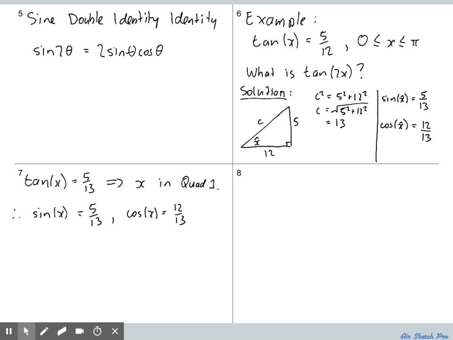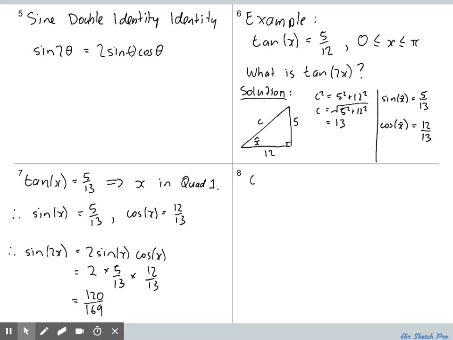Okay, so I've got sine of x and cos of x. Let's do sine of 2x first of all. Therefore, what's the sine of 2x? Sine of 2x is equal to 2 times sine of x cos of x, which equals 2 times 5/13 times 12/13, which is equal to 120 over 169. Is that okay? So the 2 gets multiplied on the numerators: 2 5s are 10, times 12 is 120, and 13 times 13 is 169.